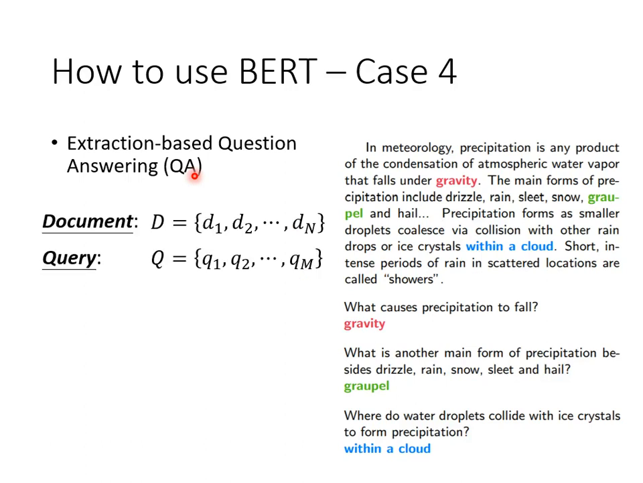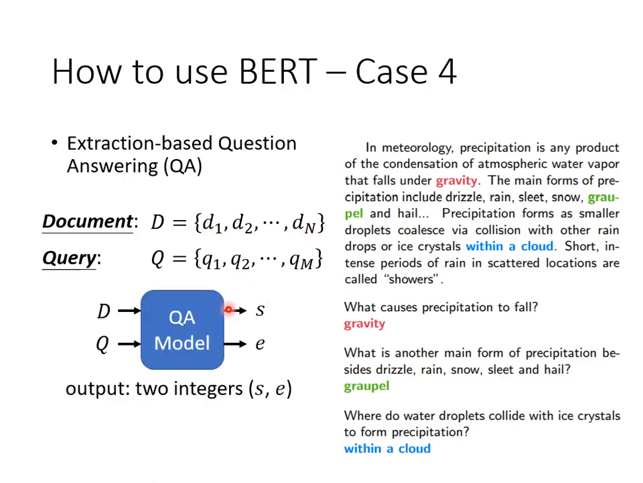Okay, how do you make this QA system? How to make an extraction-based QA system? In this task, an input sequence contains an article and a question. Both the article and the question are a sequence. For Chinese, each D here represents a Chinese character. Each Q here represents a Chinese character. You put D and Q into a QA model.